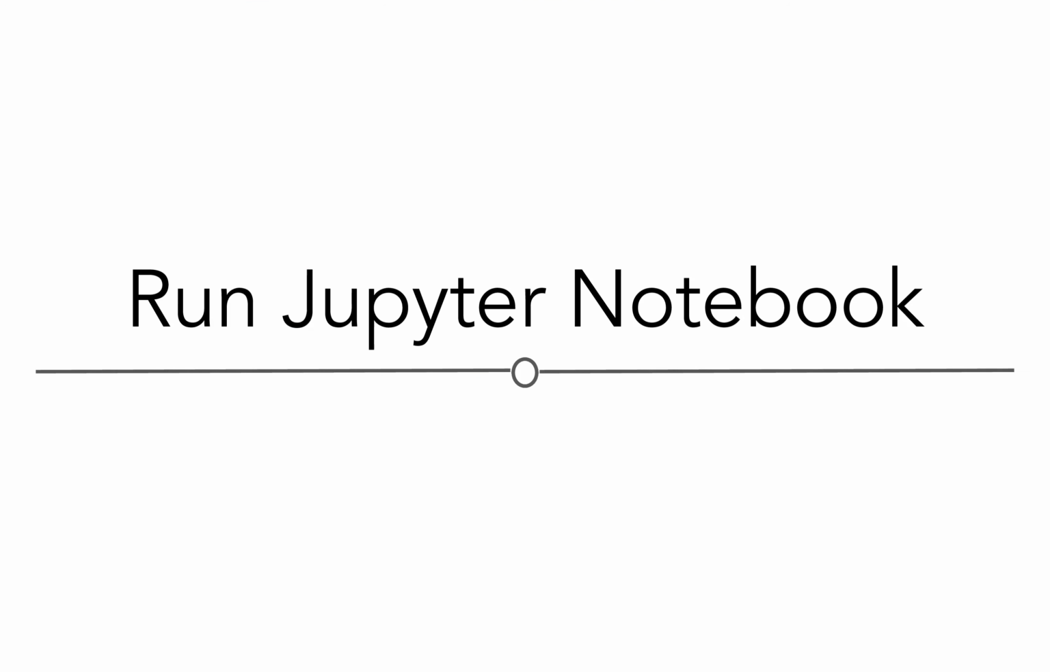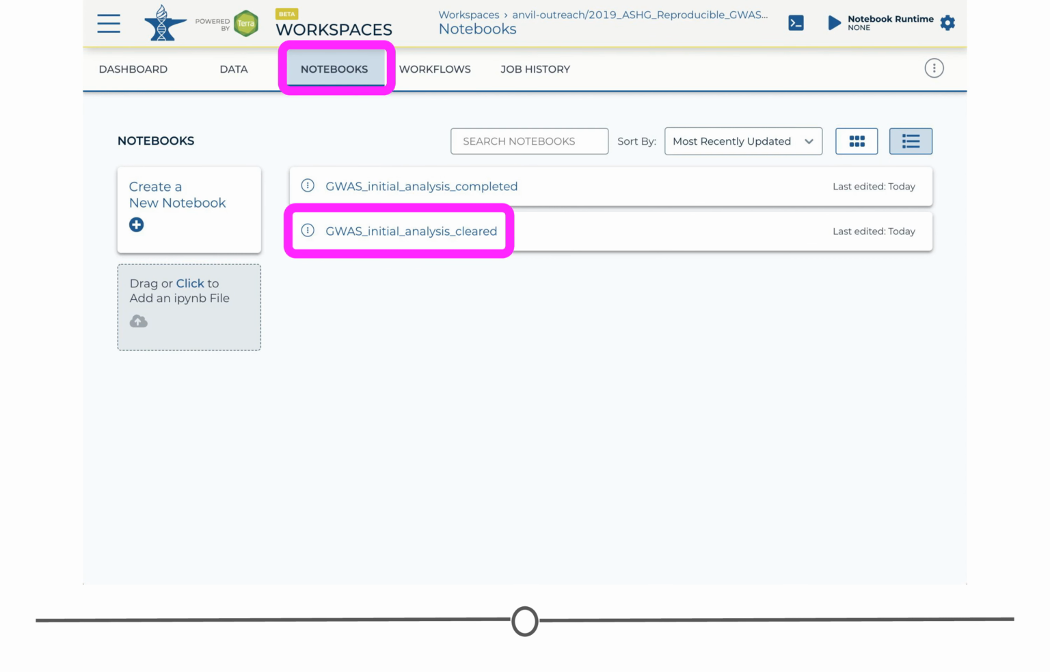Run Jupyter Notebook. Next, we will use this workspace to interactively analyze data using a Jupyter Notebook. These notebooks can be used to not only analyze data but also configure the workspace for batch analysis workflows. Click on the Notebooks tab to show what Jupyter notebooks are present in this workspace. These two, GWAS Initial Analysis Completed and GWAS Initial Analysis Cleared, were copied from the original workspace that you cloned. Click on the cleared version which contains all of the commands but none of the results.